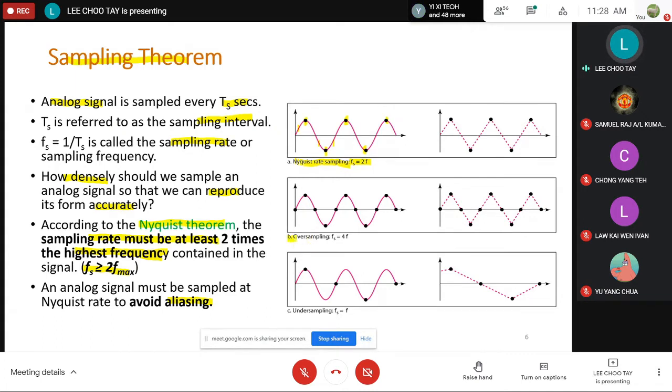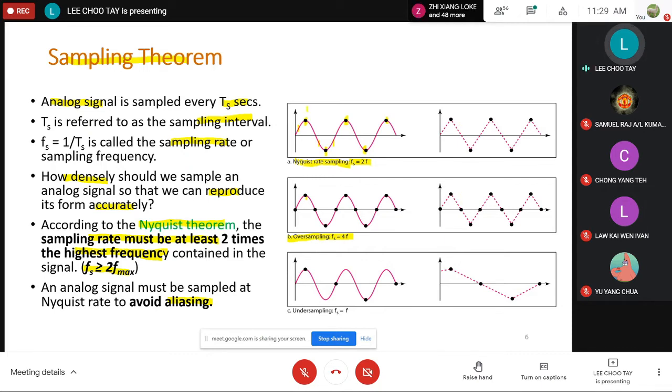Picture B shows you what happens when you do oversampling. In this case, we perform the sampling at 4 times the frequency of the sine wave, so you take 4 points within 1 period. You can see the representation is again very similar to when we sample at 2 times the frequency. So in this case, there is not much benefit gained, whether you sample at 2 times or at 4 times.